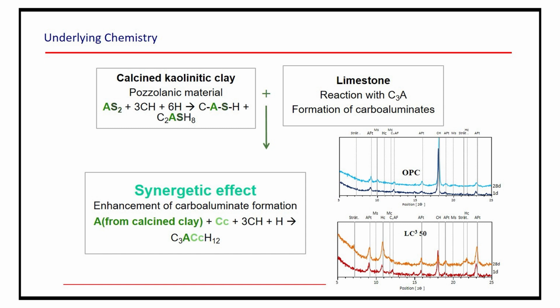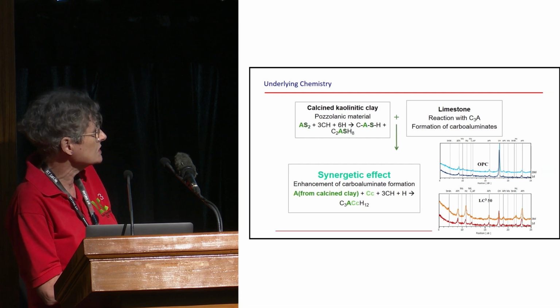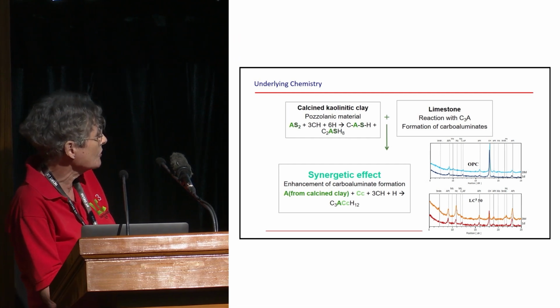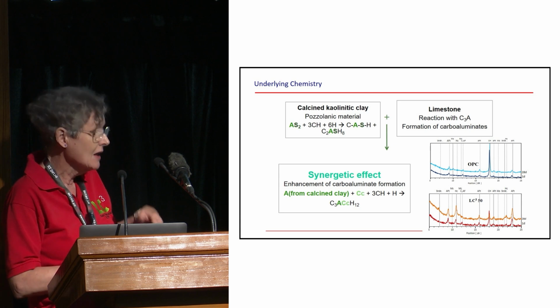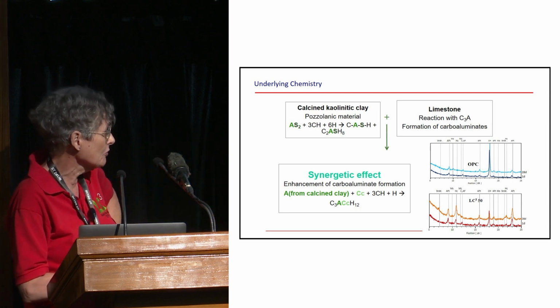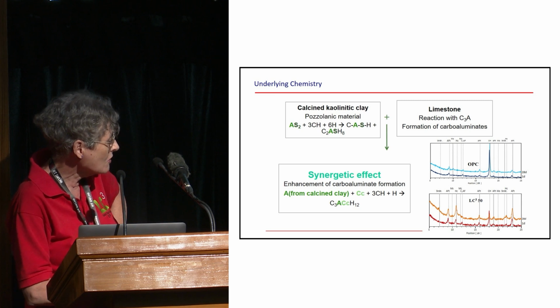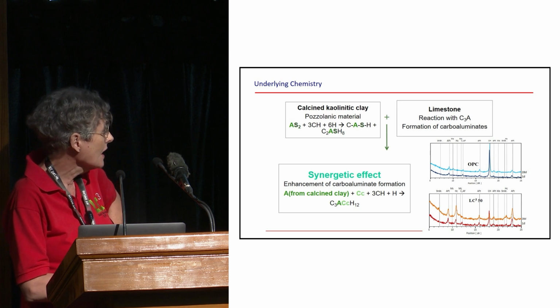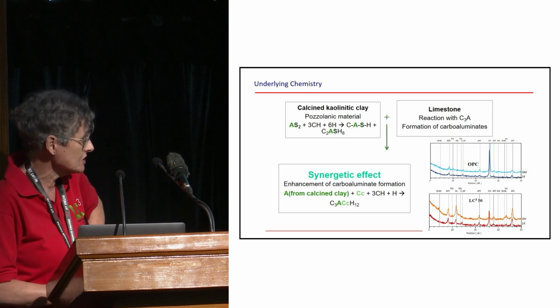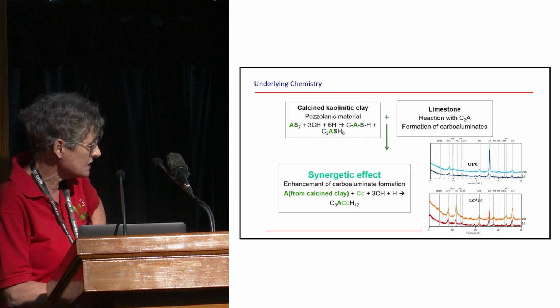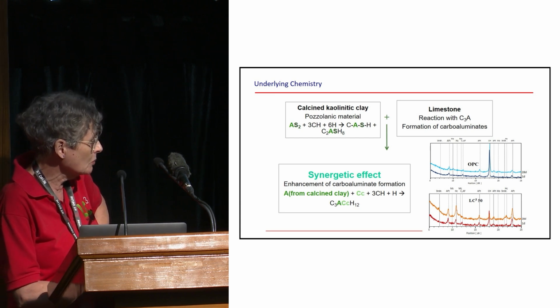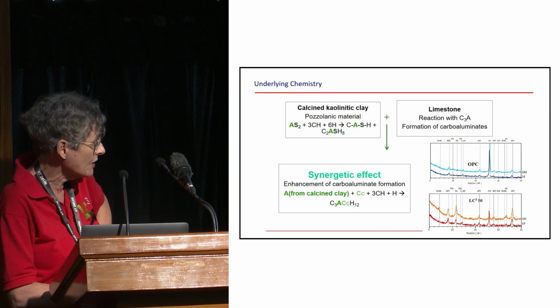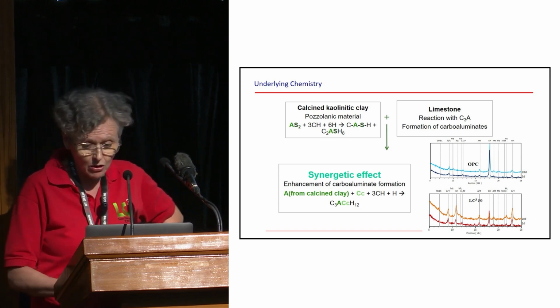So we have the calcined kaolinitic clay. It's a pozzolanic material. So first of all, the silicate part goes into the calcium silicate hydrate. Also, some of the alumina goes into the calcium silicate hydrate, as I showed you before, but more of the alumina reacts with this calcium carbonate, which is limestone, and forms these carboaluminate hydrates. And we can see these carboaluminate hydrates. It's these peaks here. You see in OPC we have some of those phases, not very much, but in LC3 we get a lot more.